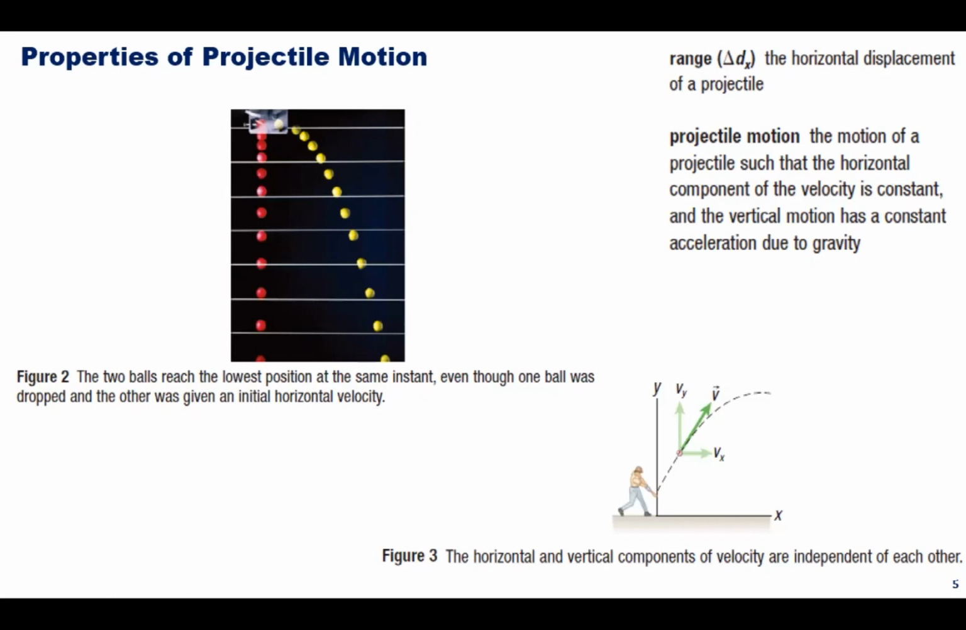The balls have quite different horizontal velocities at each flash point in the image. Nonetheless, they are at identical heights at each point. This shows that their displacements and velocities along the y direction are the same. The image confirms that the motion along the vertical direction does not depend on the motion along the horizontal direction.